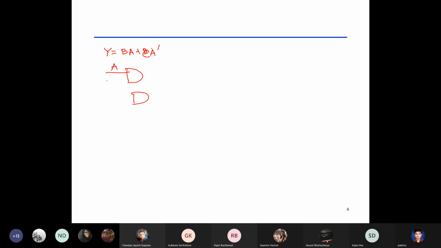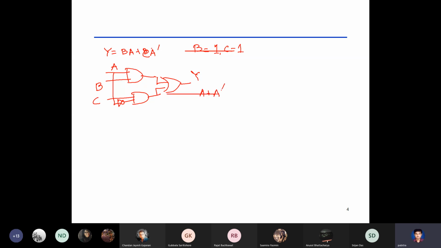A, B, C, and A prime. This is Y. Let's see, if B is 1 and C is 1, then Y is nothing but A plus A prime. So you can potentially have a static 1 glitch. So there is a static 1 hazard.